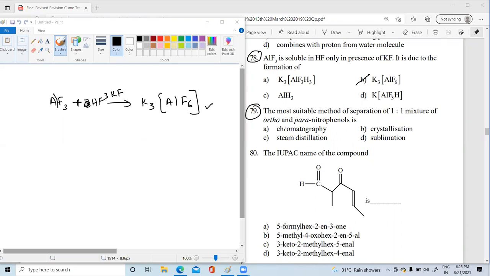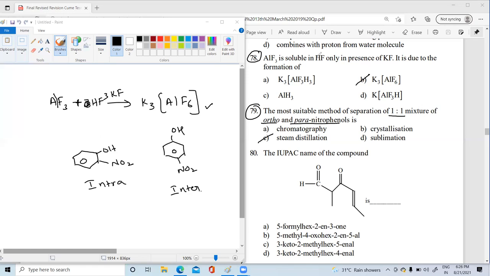Question number 79: the most suitable method for separation of a 1:1 mixture of ortho as well as para-nitrophenol. As we know very well, ortho-nitrophenol has intramolecular hydrogen bonding present. Para-nitrophenol has intermolecular hydrogen bonding, students. We can easily separate them by steam distillation. Next, question number 80, students.